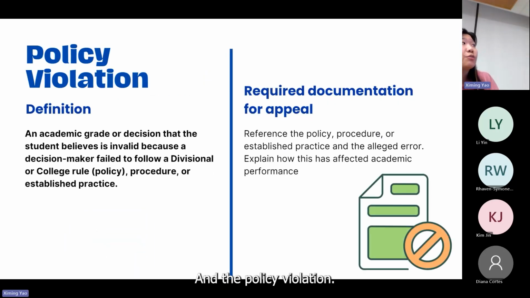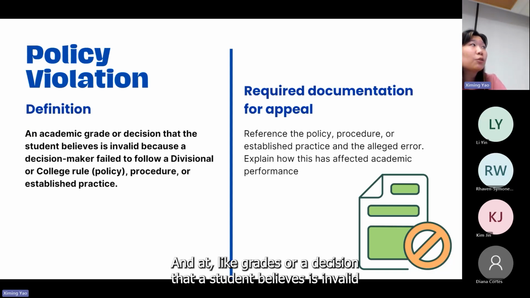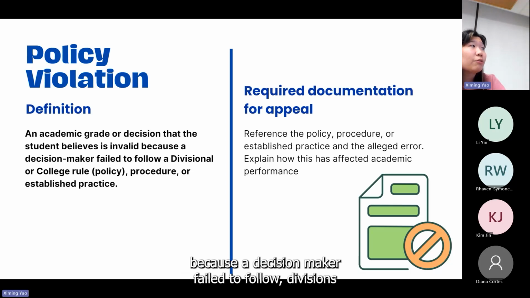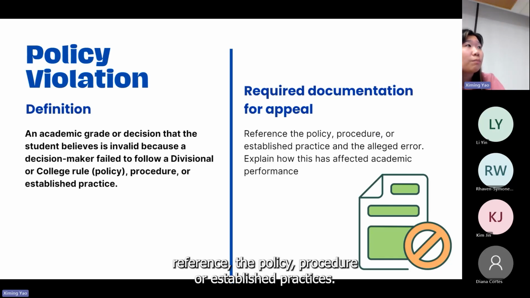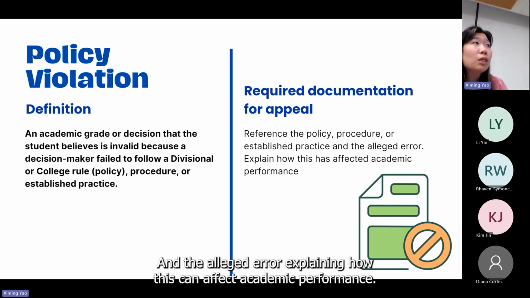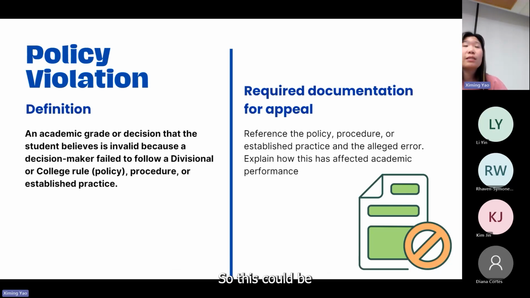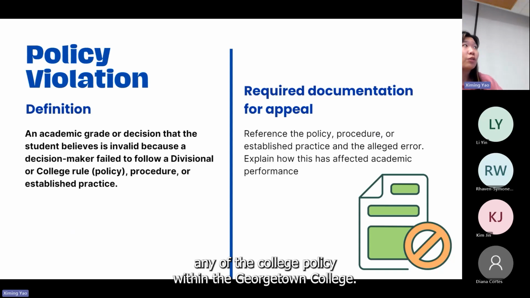And policy violation. So what is policy violation? It's an academic grade or decision that the student believes is invalid because the decision maker failed to follow divisional or college rules, policies, procedures, or established practice. The required documentation for the appeal references the policy, procedure, or established practice and the alleged error, explaining how this can affect academic performance. So this could be any of the college policies within George Brown College.